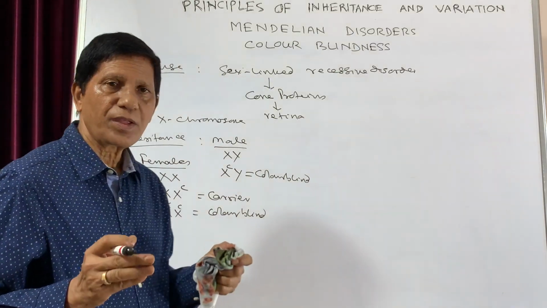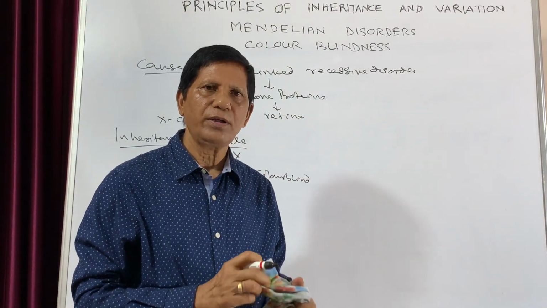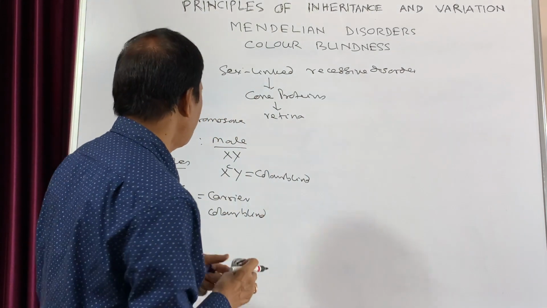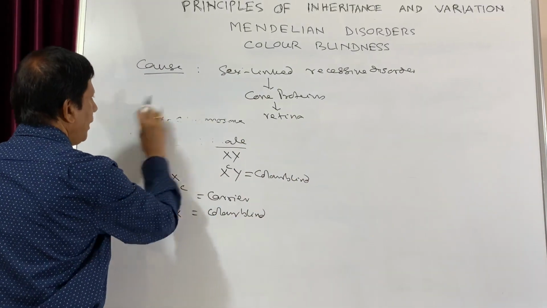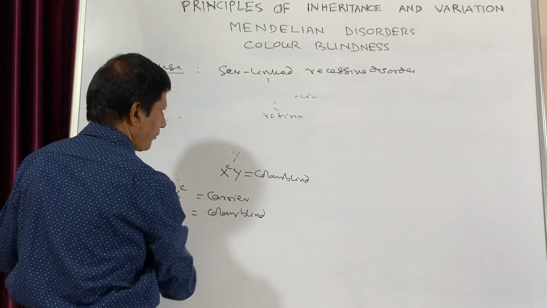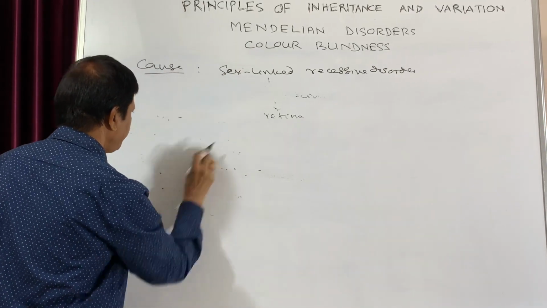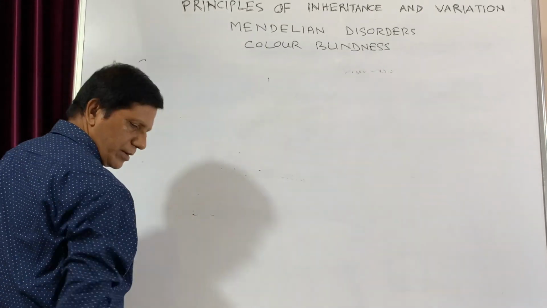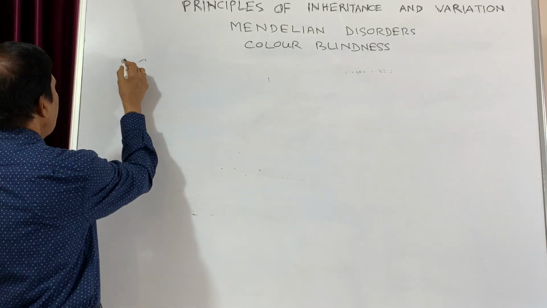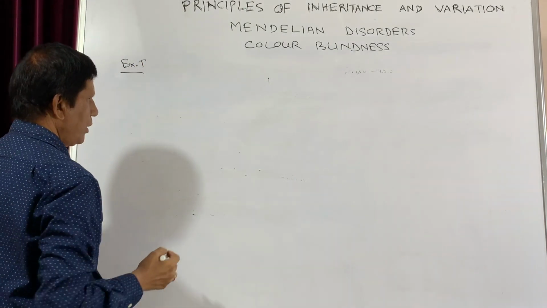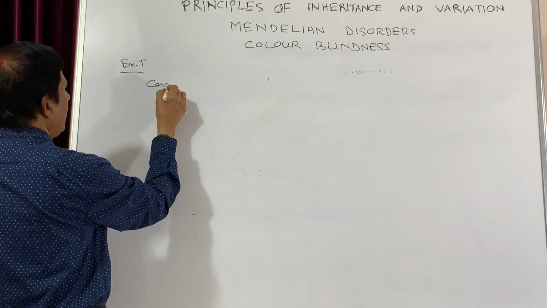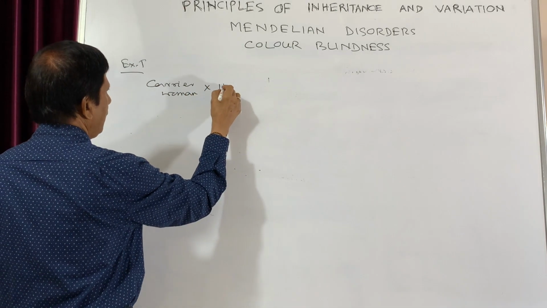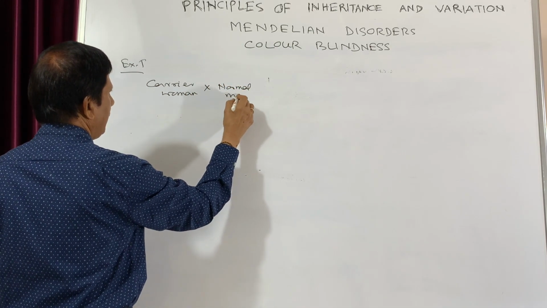Now let us take different examples, and we can know easily how a daughter or a son, or how the offspring, become color blind or normal, and what the inheritance pattern is, by taking different examples. Now let us take example number 1. Suppose a carrier woman marries a normal man.